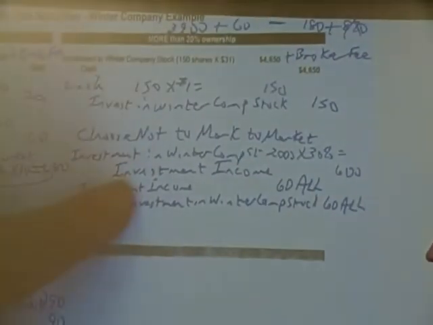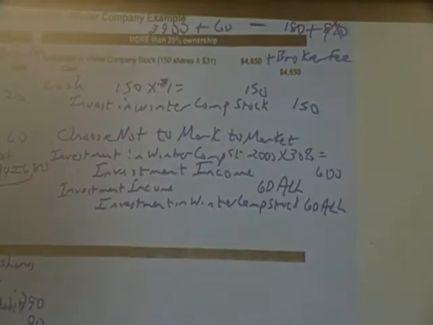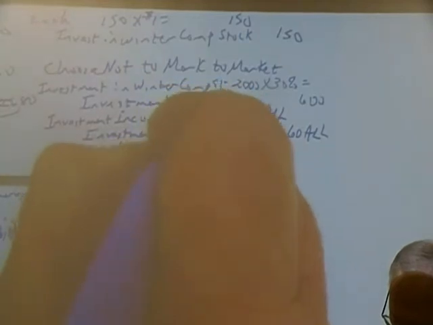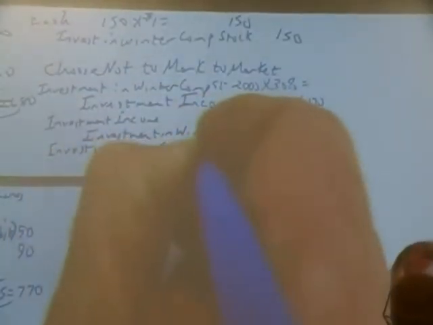So the only two accounts we're allowed to use, remember, is investment in winter company stock and investment income. They either get bigger or they get smaller. So since this adjustment makes net income go up, it's going to make both of those accounts go up. So we'll debit investment in winter company stock, and we will credit investment income.